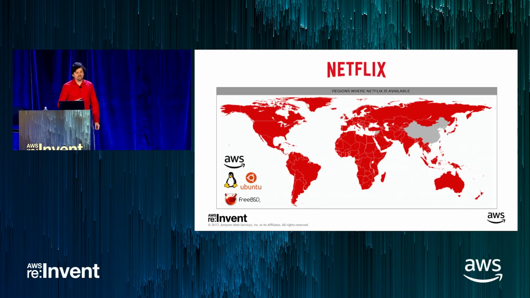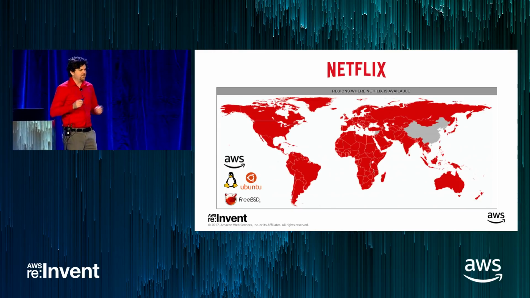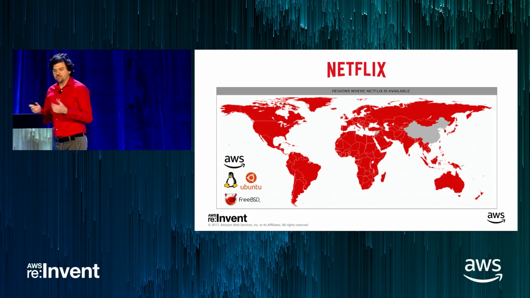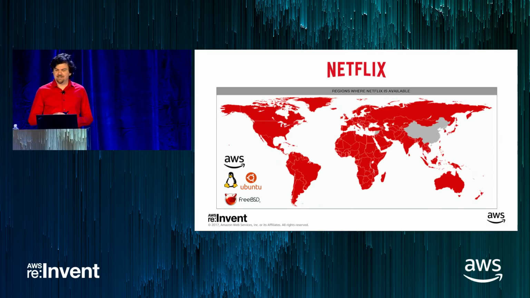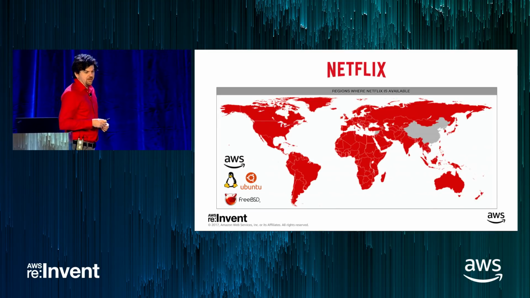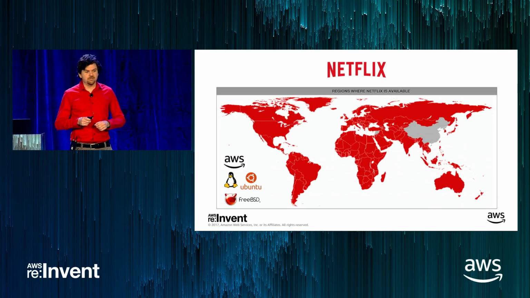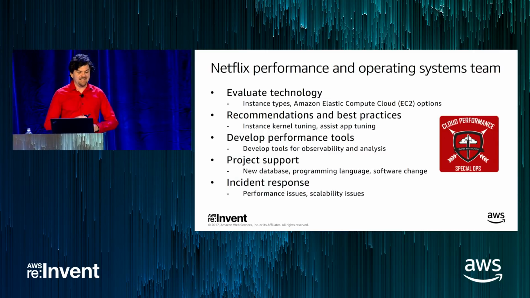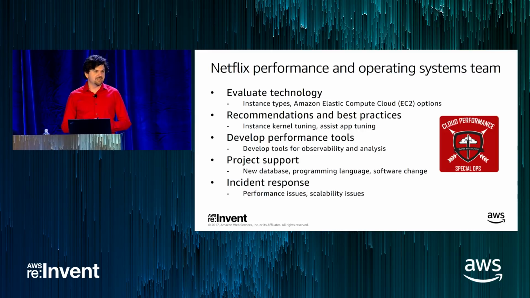I work at Netflix, and we're deployed on AWS for our cloud. It's very large, you may have heard of it. And that's running Ubuntu Linux. We also have a CDN that's based on FreeBSD, that's physical servers. Netflix is an awesome place to work, and the team I'm on is the Performance and Operating Systems team.